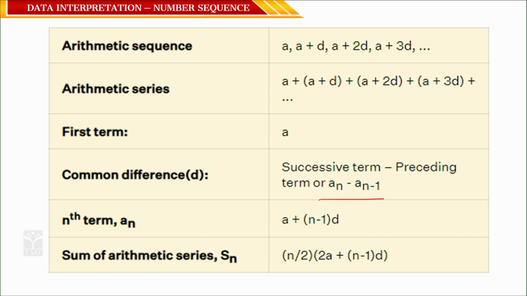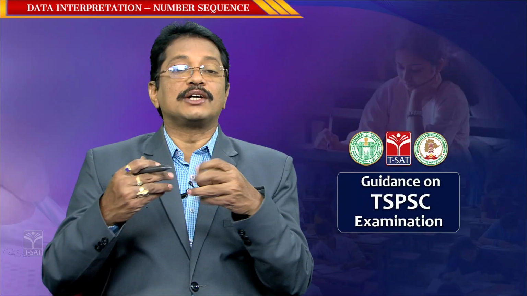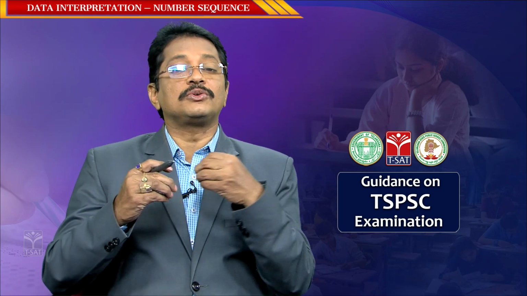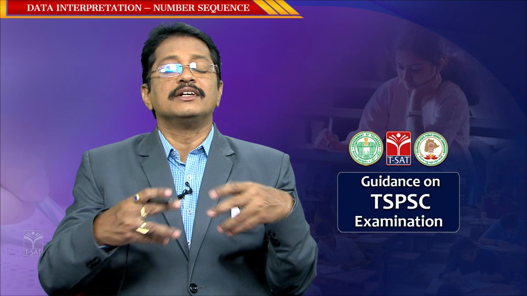That is the common difference. And the nth term a_n is equal to A plus n minus 1 into D. Here A is the first term, n is the number of terms and D is the common difference. And the sum of an arithmetic series S_n is equal to n by 2 of 2A plus n minus 1 into D. This is one formula, or you can say S_n is equal to n by 2 of A plus L, where L is the last term. Then you may wonder what the use of this formula is. For example, you want to find the sum of the numbers from 1 to 100.